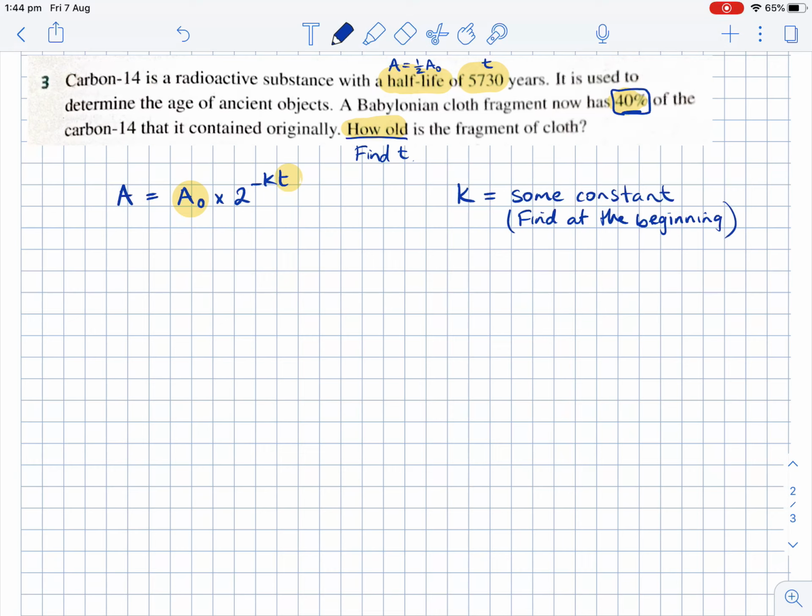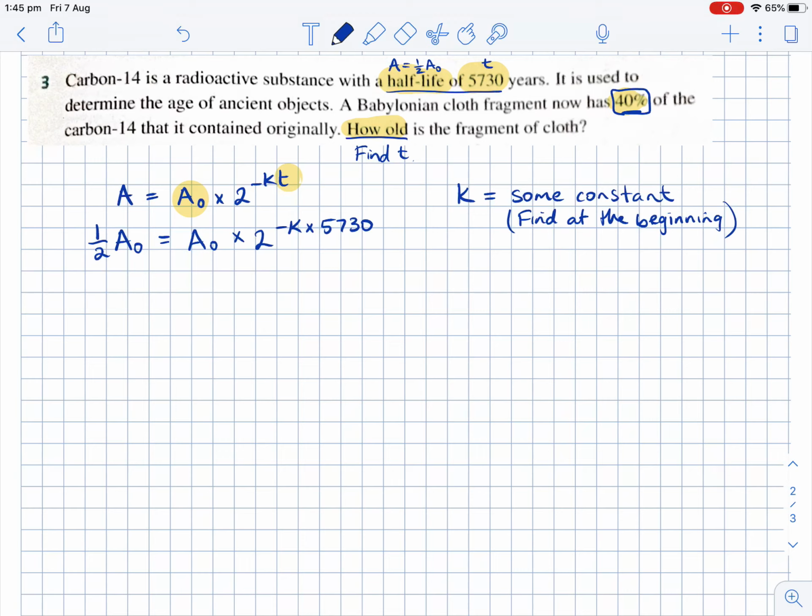So thinking about what maths I've got in the problem that I can start using, I'm going to first go to this idea that half-life is 5,730 years. And I'm going to replace the A value with a half A0. So the initial amount, A0, will be halved when the time is equal to 5,730. So I can use this to work out what k is.